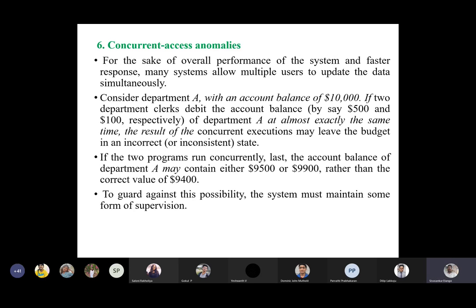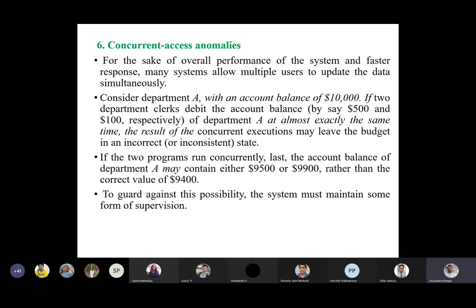The next issue in conventional file processing systems is that, for the sake of overall performance, to improve the throughput of the system and to have a faster response time, many systems allow multiple users to update the data simultaneously. So we allow multiple users to pay the tuition fees simultaneously. SBI iCollect would allow multiple users to make transactions simultaneously for an NIT account. So what happens when there is some concurrent access anomaly?